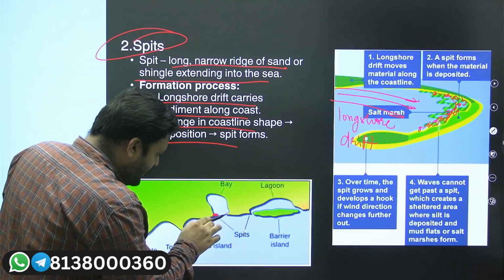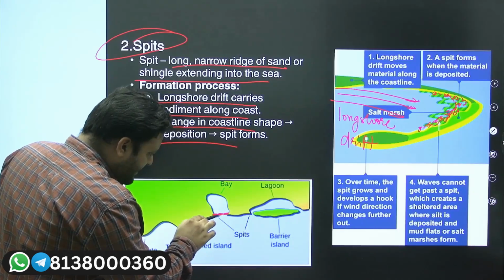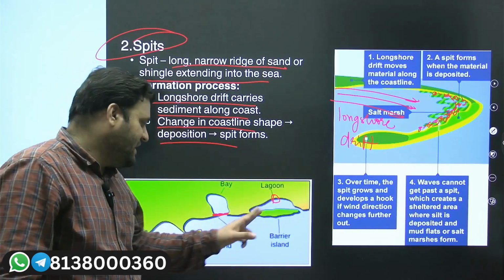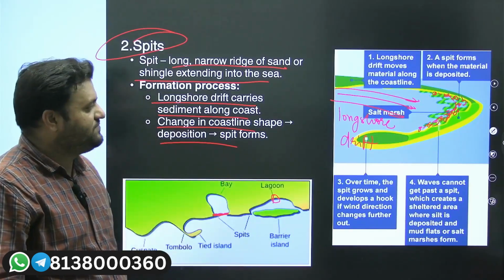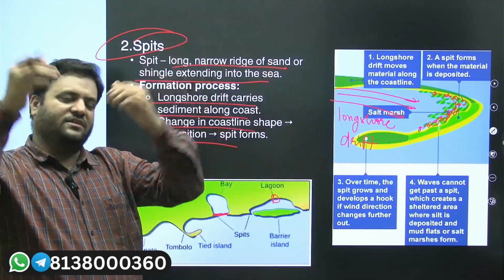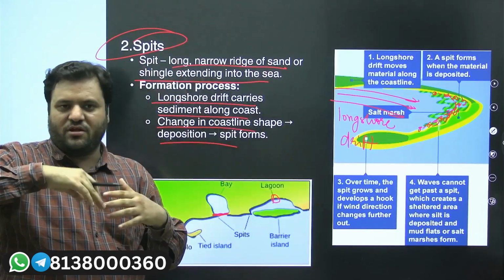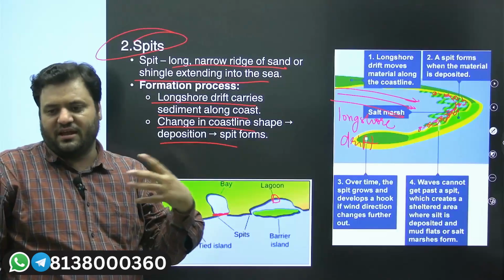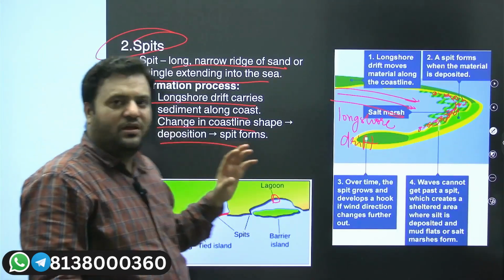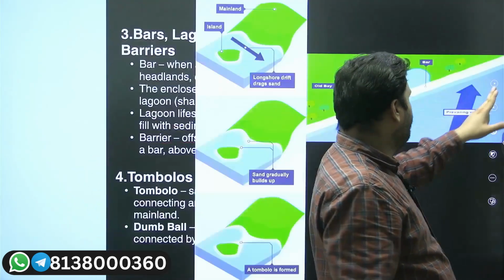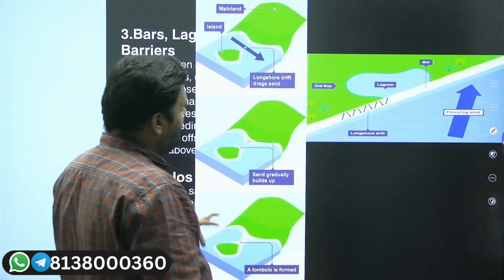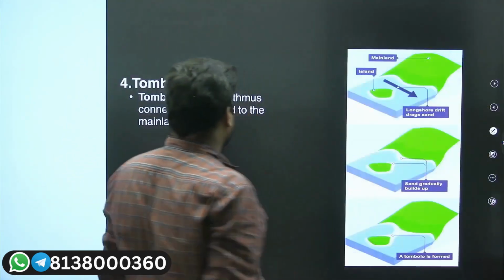This spit might result in what? A bay barrier, and this may lead to the formation of lagoons. A barrier island could be there if it is further widened. So spit, then we could have a barrier, then lagoons, or an isolated beach or lagoons. They are formed as a result of depositional action.